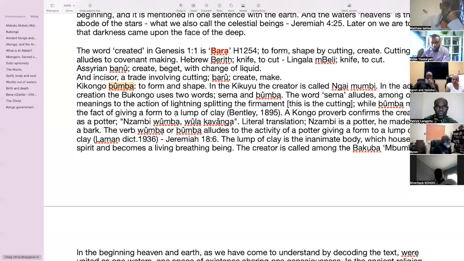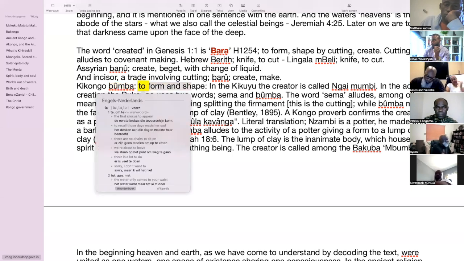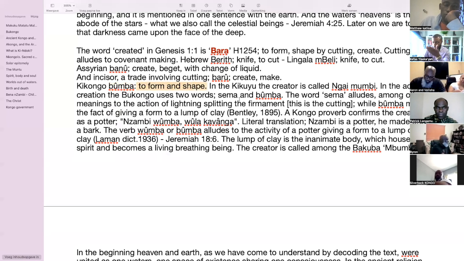Mbumba. It has to do with creation, creating something, forming something, giving form to clay, giving form to wood. Yes, here, to form or to shape. Okay, you can see it there clearly. In the act of creation, the Bukongo uses two words, sema, which can refer to seed, and you also have semi, which is to create. Yes, semi and sema. You have the same consonants, SM, semi, sema, and buma. So in the act of creation, the Bukongo uses these two words, which actually correspond, and you have mumba.